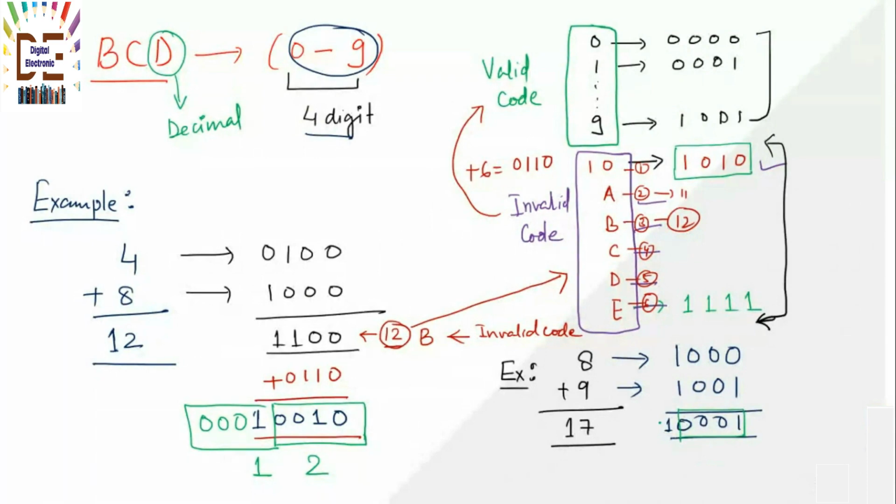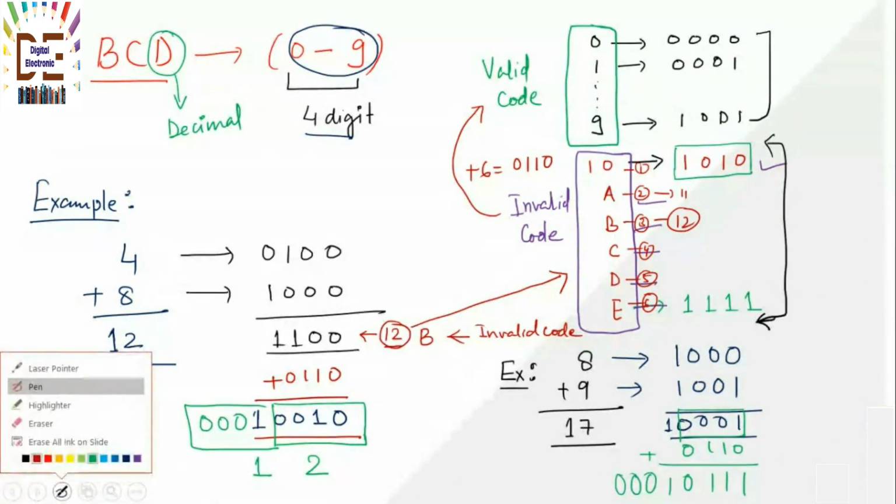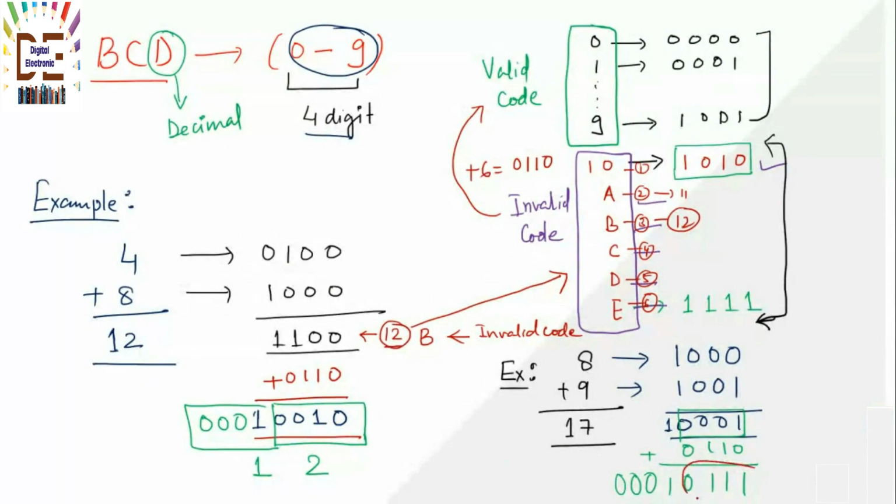So what do you have to do? It is an invalid code, so you have to add 0, 1, 1, 0. So this will be 1, 1, 1, 0, 1. Now you can add any zeros here. This is equal to 1, and this is 8, 4, 2, 1, which is equal to 7.